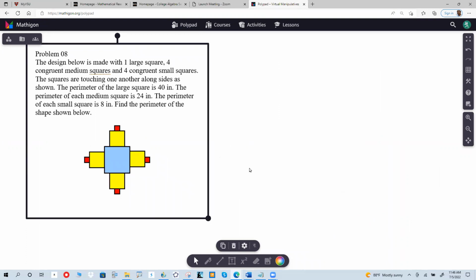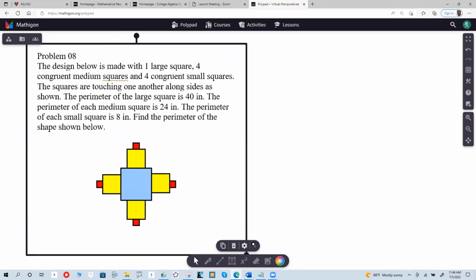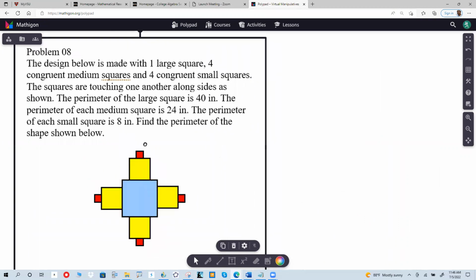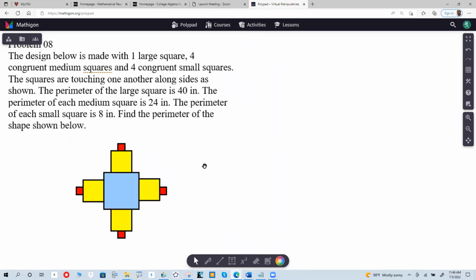The design was made with one large square, 4 congruent medium squares. The yellow squares are medium. The blue one is large. 4 small ones, the red ones. They're touching each other. The perimeter of the larger square is 40 inches. Okay? So this is 40. This whole perimeter is 40.